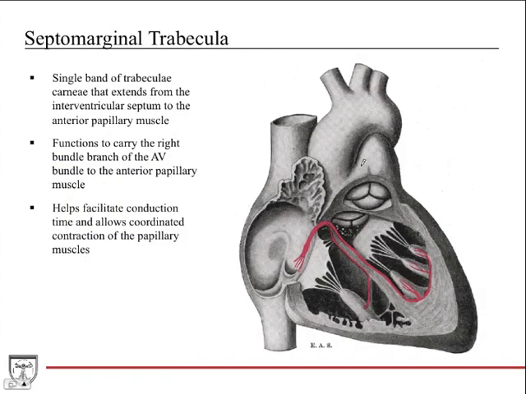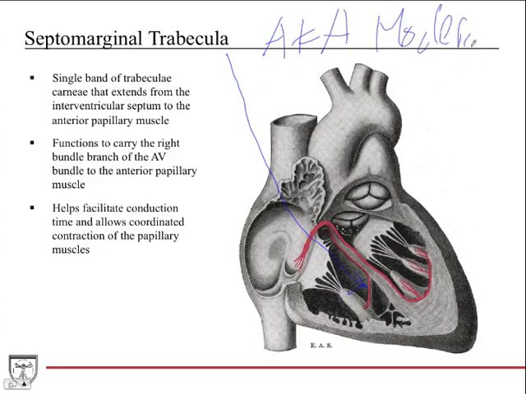A specialized structure to be aware of in the right ventricle is the septomarginal trabeculae, and you can see that right here. It's very nicely shown here. It's also known as the moderator band. It is a single band of trabeculae carneae, those columns of muscle, and it extends out from the interventricular septum and goes into the anterior papillary muscle.